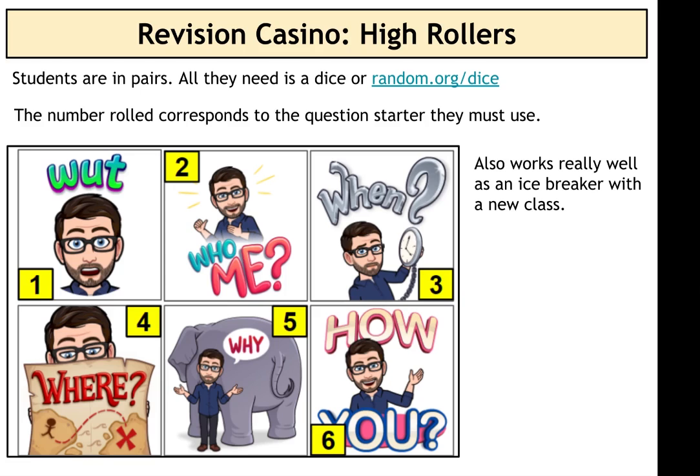I really like to use it as a 5 Ws and an H, but you may also use it as 6 different topics from your subject. But the 5 Ws and H is a really nice one because it can make students think about a topic in a context that they maybe otherwise wouldn't have. What do I mean by that?